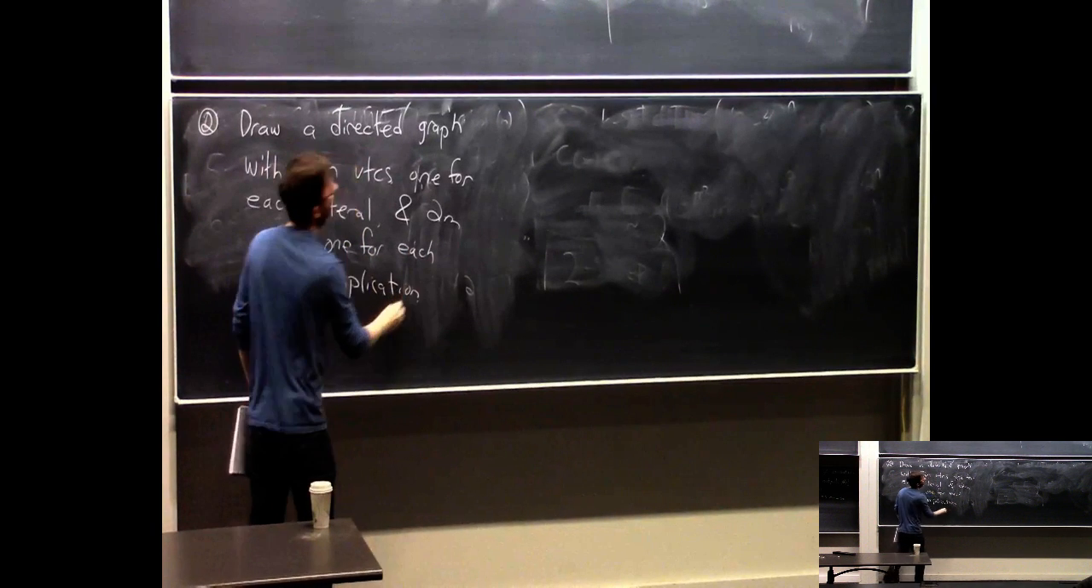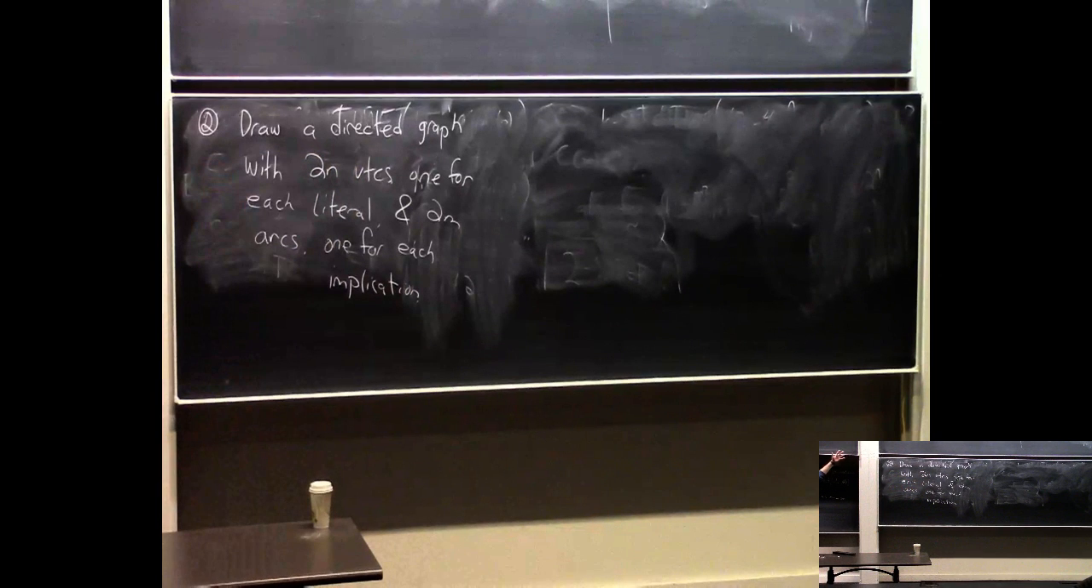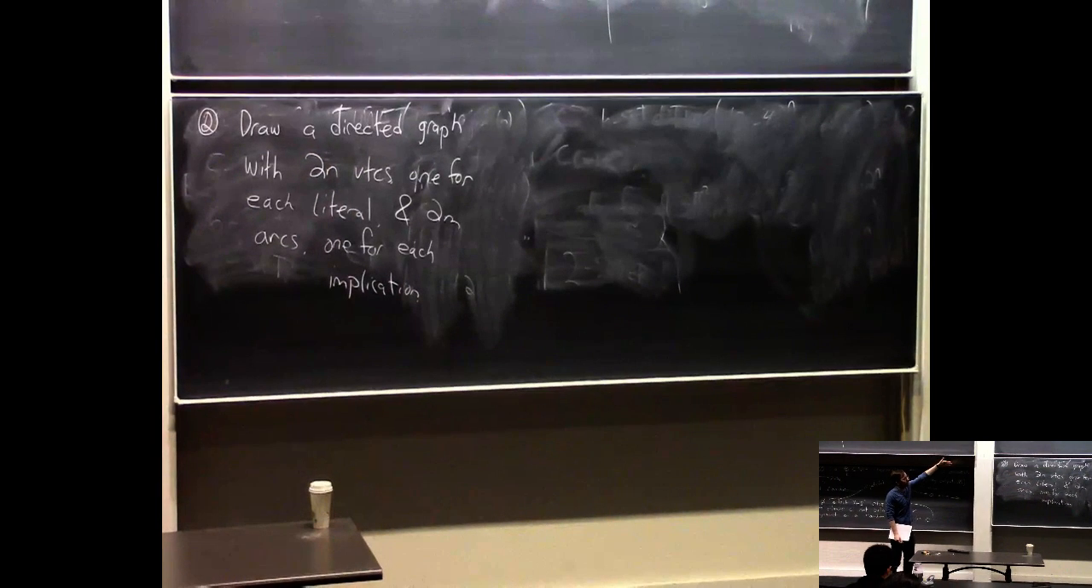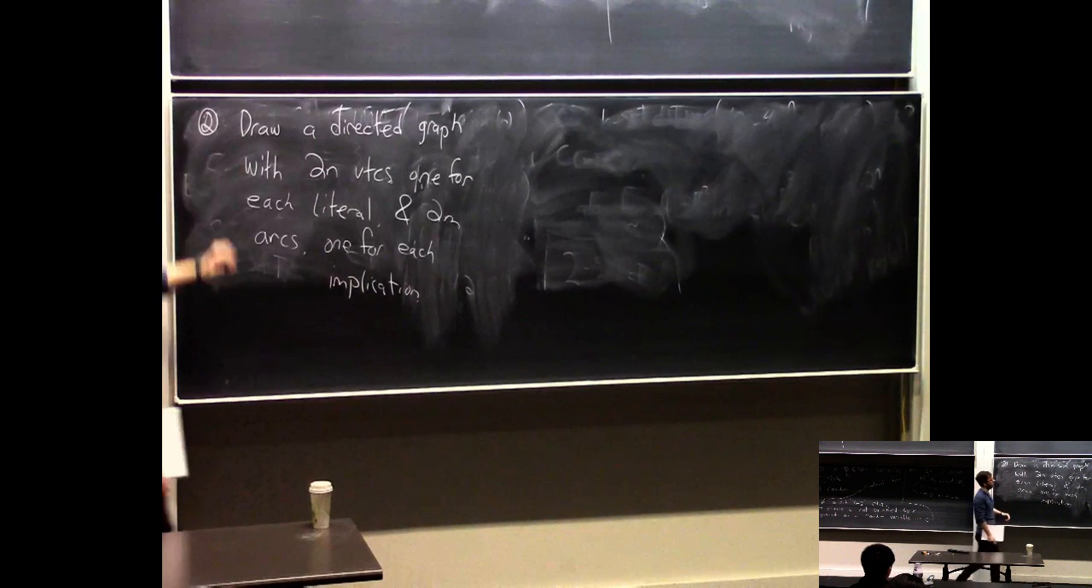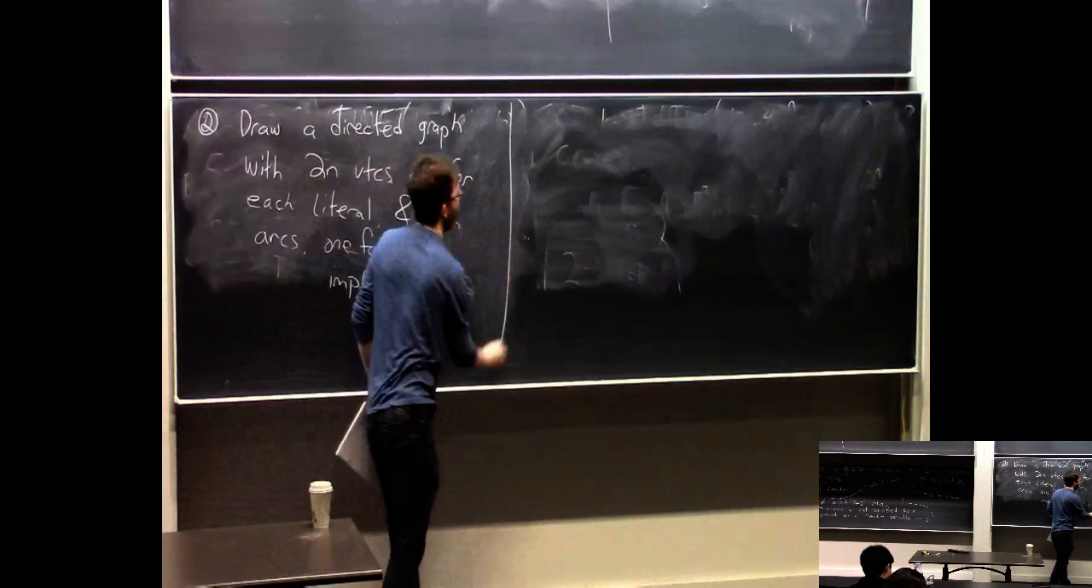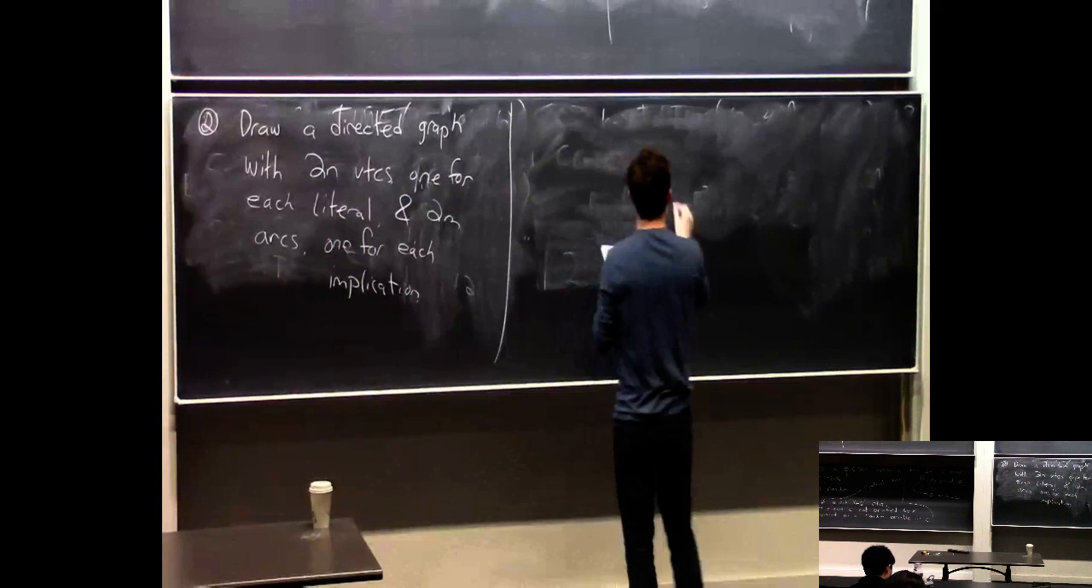So remember, I use m to denote the number of clauses in the original input. And when we converted them to implications, there's 2 for each. Some of them were repeated, but that's OK. So there's going to be 2m edges. So I will now try to draw this.